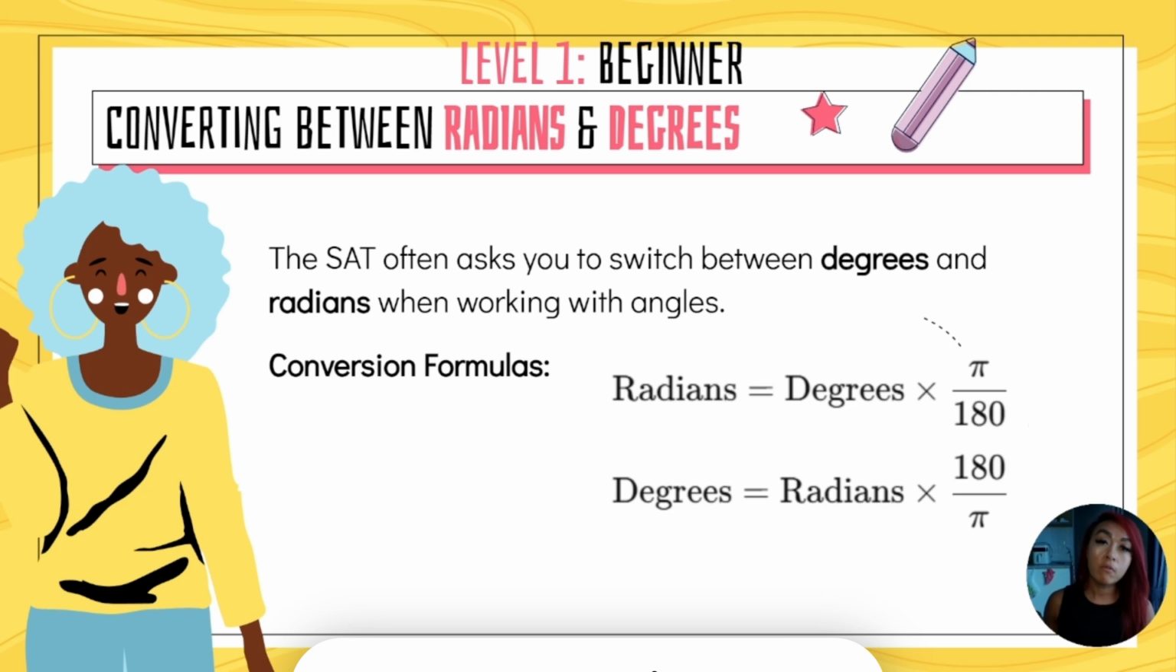So there are two conversion formulas that you should memorize. If you want to go from degrees to radians, it's radians equals degrees times pi over 180. If you want to go from radians to degrees, it's degrees equals radians times 180 over pi.